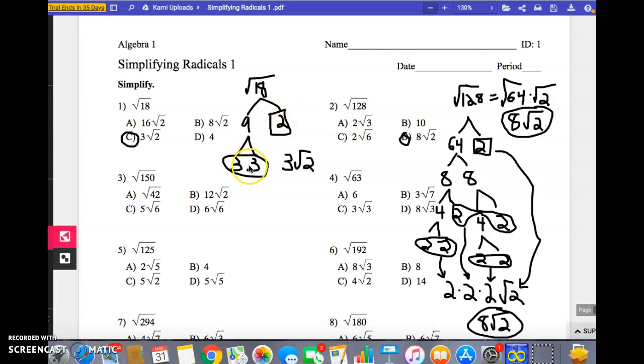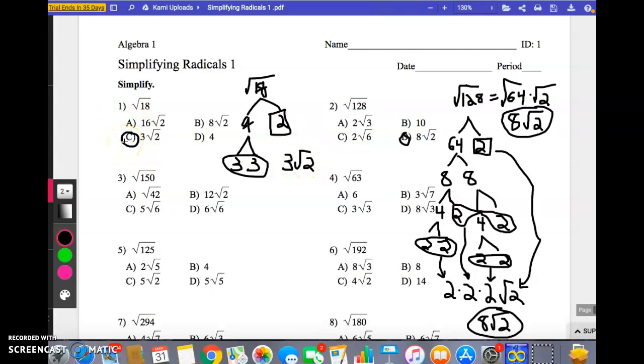So look at the ends of the branches. And by the way, these numbers that you've used already do not count. It's only the very end. If they get broken down, you do not use those numbers. All right, so now 3 and 3, since there is a pair, you take one of these 3s and it goes on the outside. Since we have a leftover and no pair, it stays on the inside. So that's how I get 3 radical 2. Pairs on the outside, singles on the inside. So that's choice C for number 1.